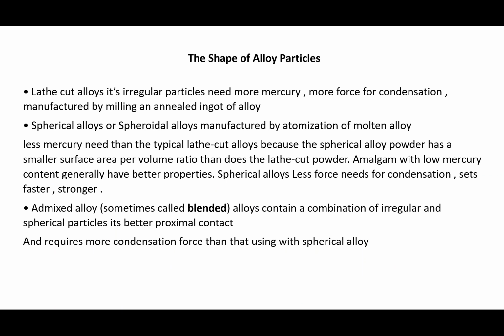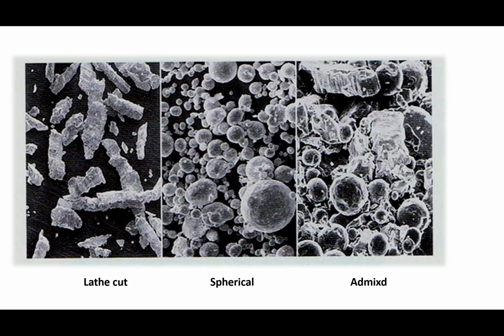The shape of alloy particles. What we need to know from this: lathe cut, spherical, admix. Lathe cut has an irregular shape. It is manufactured by milling an annealed ingot of alloy. It needs more mercury content and more force for condensation to minimize the porosity and expel the mercury.